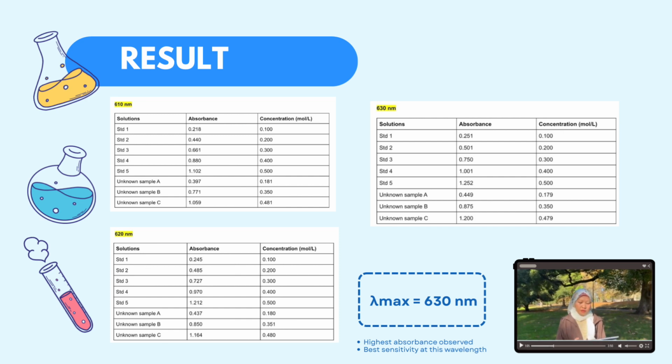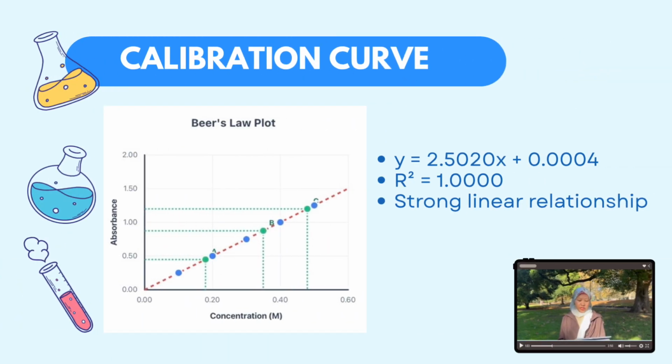Lambda max is very important because it gives the highest absorbance and maximum sensitivity. Measuring at this wavelength improves the accuracy and reliability of the analysis. A calibration curve was then constructed using the absorbance values at 630 nanometers, and the linear regression equation obtained is y = 2.502x + 0.0004. The R-squared value is 1, which indicates a perfect linear relationship between concentration and absorbance. This confirms that Beer-Lambert law is obeyed within the tested concentration range.